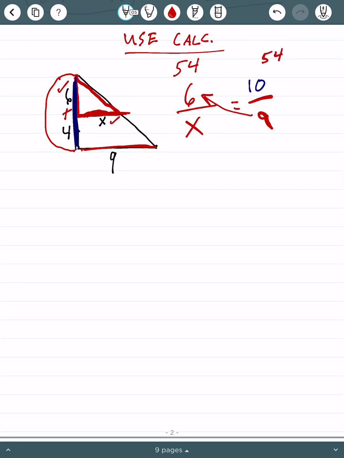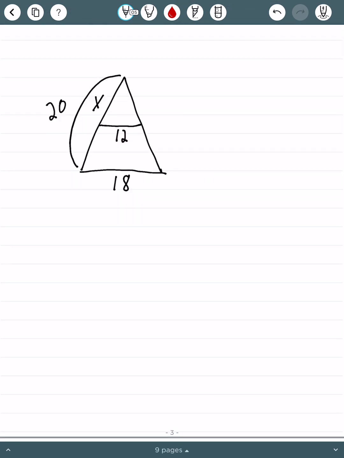That doesn't mean 54 is the answer, okay? Now I've got to do 54 divided by the only number left, which is 10. And I promise you that that's 5.4, okay? So that's the answer. Let's look at this one.